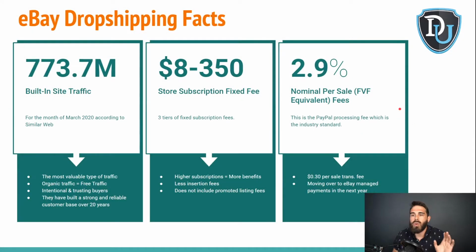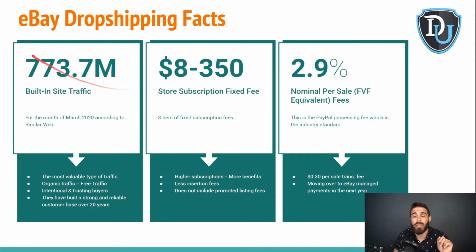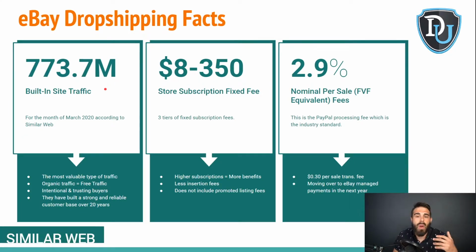So moving on, we're going to talk now about eBay dropshipping facts, and these are going to be the costs and also the built-in site traffic. So this number is really big. You see here 773.7 million built-in site traffic visitors. Okay, that's going to be unique visitors per month on eBay, and I got this data from a company called SimilarWeb. It's a software that you guys can go on for free and check this out. This is as of March 2020, so this is very recent.